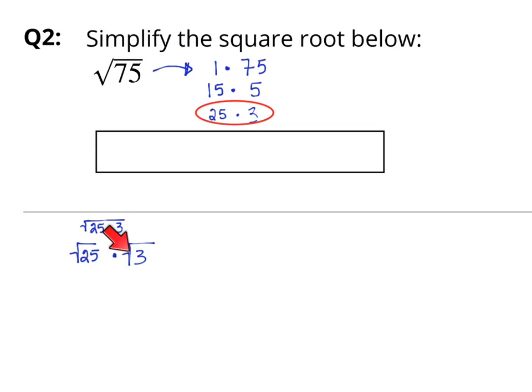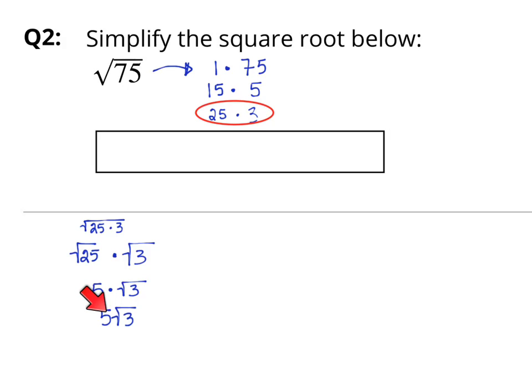I cannot get the square root of 3, but I can get the square root of 25. So the square root of 25 is 5. So now I just went square root of 25 is the same thing as 5. I'm going to write times the square root of 3 because I still don't know what the square root of 3 is. And this is otherwise known as 5 square root 3.